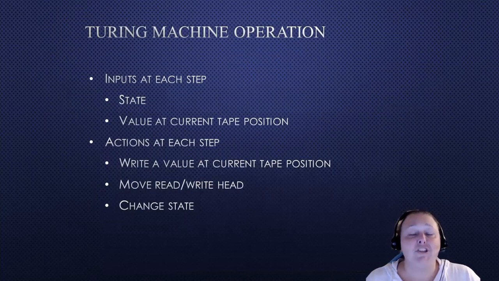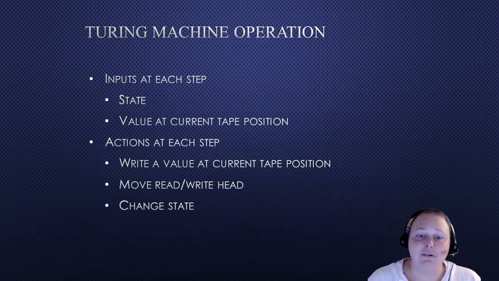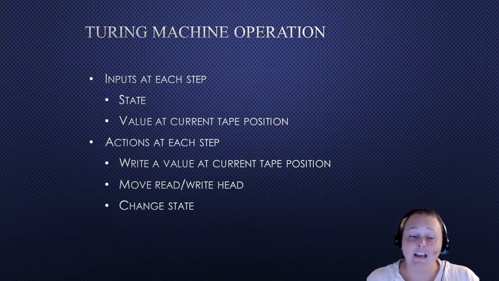So the operation of the Turing machine: there are inputs at each step. The input is the state and then the value at the current position on the tape, or the hard drive or the CD, wherever our storage is. Then there are actions at each and every step. It's going to write a value at the current position, move the head, and then change the state.